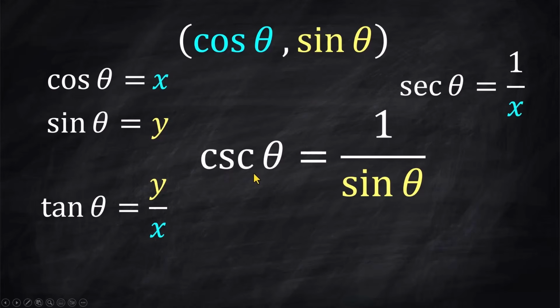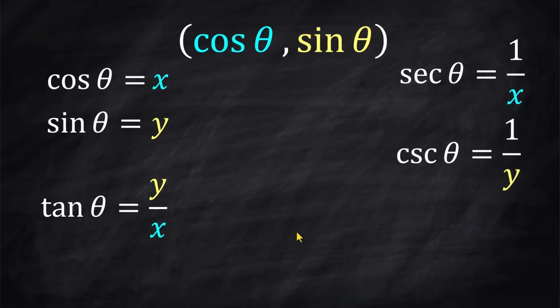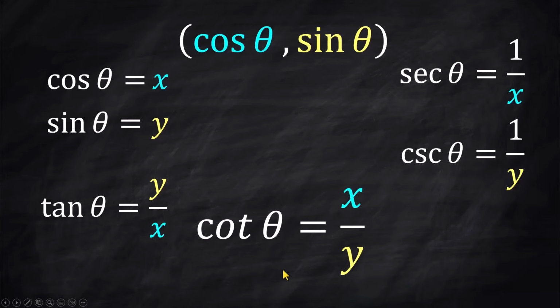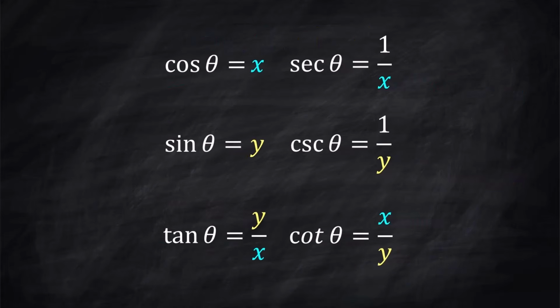Cosecant is the reciprocal function of sine, 1 over sine, but since sine is y, we're going to write it like that. And the last one is cotangent, which is the reciprocal function of tangent. Well, tangent is y over x, so cotangent has to be x over y. Now, right here, take a screenshot so you have it.